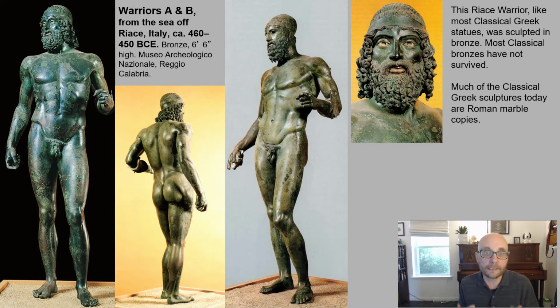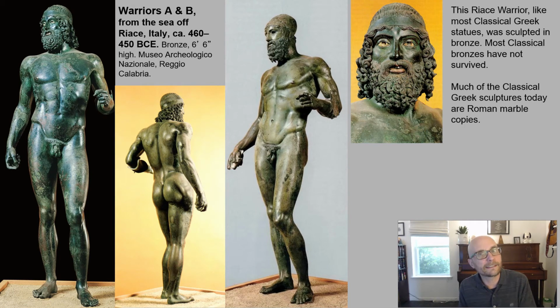So these bronzes, though, survived, and they survived kind of miraculously due to a shipwreck. Both of these bronzes, which are known as the Riace Warriors, Warrior A and Warrior B, were found off the coast of a town in Italy called Riace, where these were being shipped to from Greece. And around the year 450 BC, around 2500 years ago or so, the ship wrecked, and these sculptures fell to the bottom.